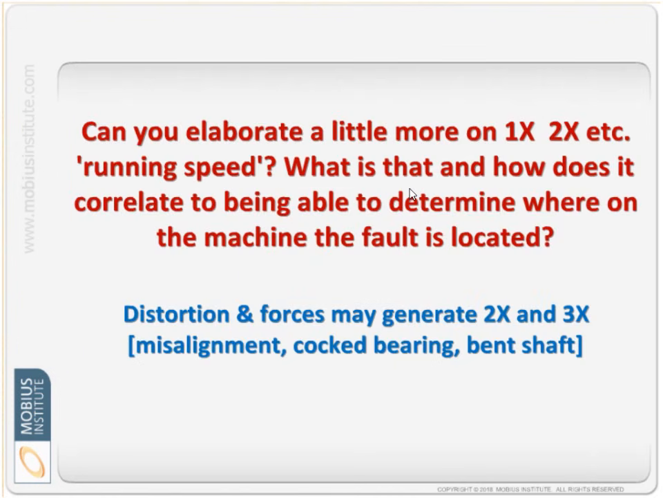Now, we can have actual forces that generate the 2x and 3x vibration, but again we can also say, well, due to the misalignment, or for example a cocked bearing or a bent shaft, we can see vibration at twice running speed. But there's always this debate about, well, is the machine creating a force twice per revolution or three times per revolution, or is it just generating something at once per revolution, but because of the non-linearity, it's not a simple rotating force, it changes as it rotates, and we see peaks at 2x and 3x.